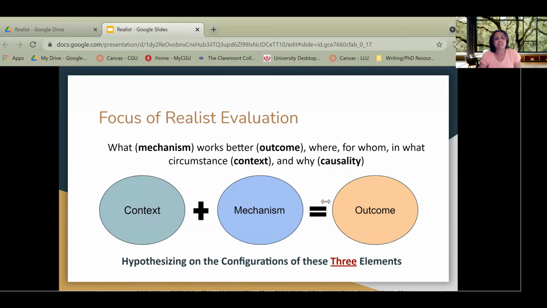What differentiates realist evaluations from other theory-based schools of evaluation is its focus on three important elements: context, mechanism, and outcome. Realist evaluation is about hypothesizing and testing different configurations of these three elements. For example, what happens to the outcome if the mechanism, let's say treatment or intervention, increases or decreases? What happens to outcome as a function of changes to context? In many ways, realist evaluators work as theorists, formulating hypotheses using these three elements.